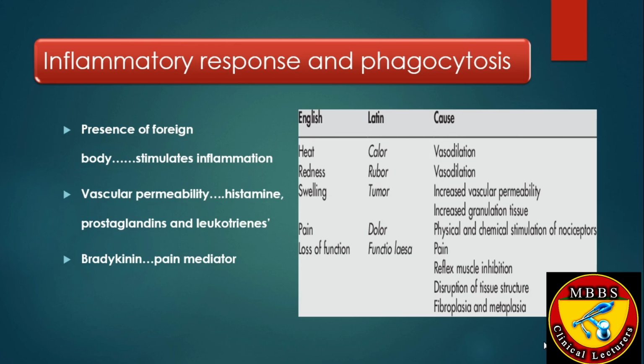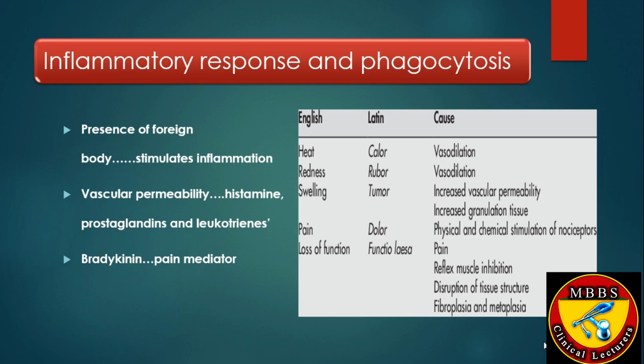Now we are going to discuss inflammation. Students, you have already read about inflammation, that whenever there is a foreign body, whether it's a bacteria, a virus, or anything which is coming from outside of the body, it will stimulate the inflammation. The signs of inflammation are heat, redness, swelling, pain, and the loss of function of that particular tissue.